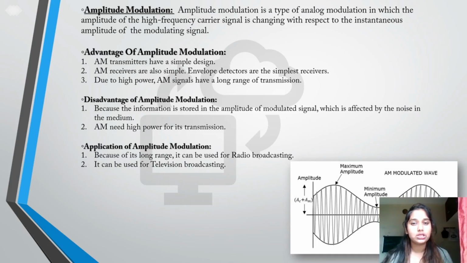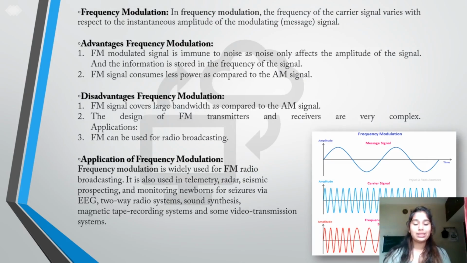What's disadvantages of AM? Because the information is stored in the amplitude of the modulated signal, it is affected by the noise in the medium. AM needs high frequency for transmission. Applications for amplitude modulation. Because it's long range, it can be used for radio broadcasting and it can be used for television broadcasting also.